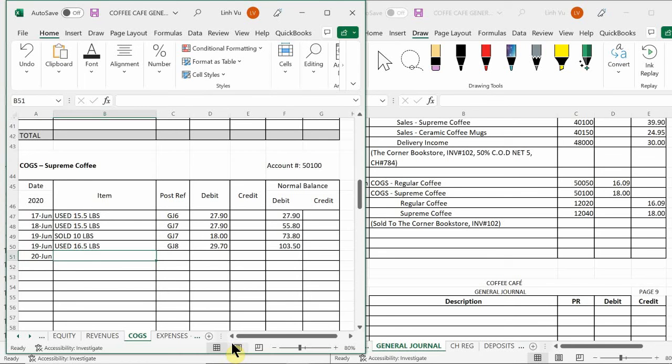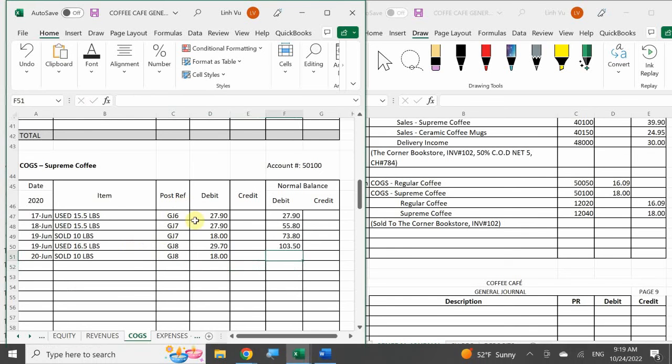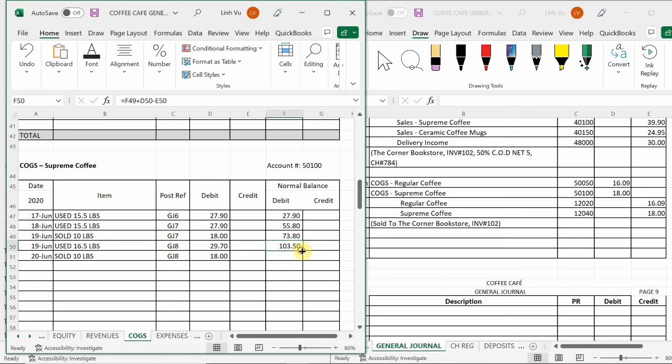How many pounds of Supreme coffee did we sell? 10 pounds. How much did it cost you? It was $18. So what's my ending balance going to be? 121.50. Good.